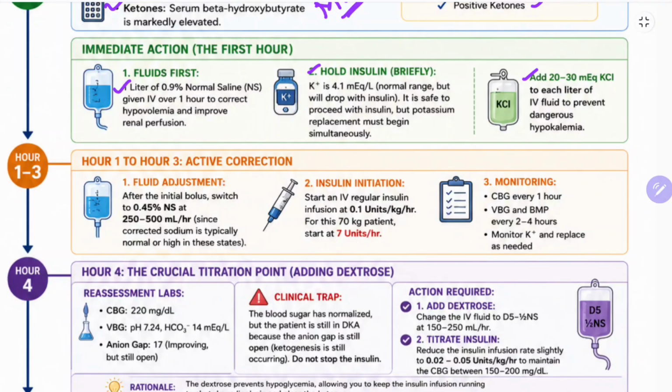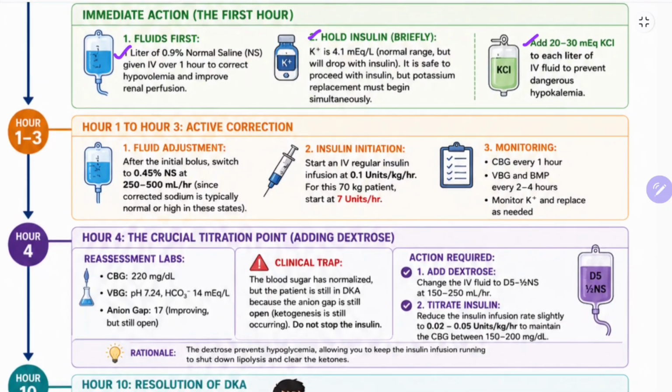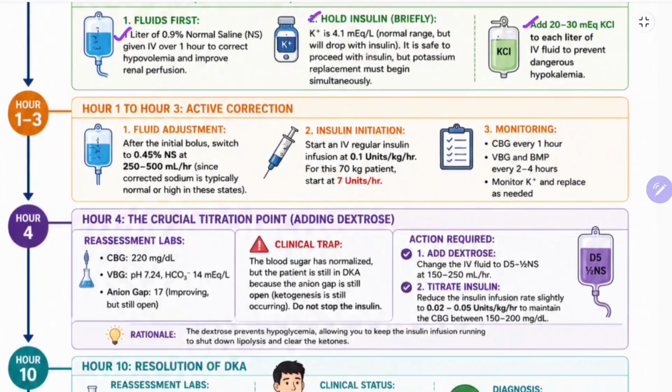So we have given the fluids, and now we are adding 20 to 30 milliequivalents of potassium chloride to avoid hypokalemia, and in 1 to 3 hours. So first hour we are taking care of fluid level. From 1 to 3 hours, active correction. So we have added potassium also. The fluid adjustment now: after the initial bolus, switch to 0.45% NS at 250 to 500 ml per hour, since corrected sodium is typically normal or high in these states.